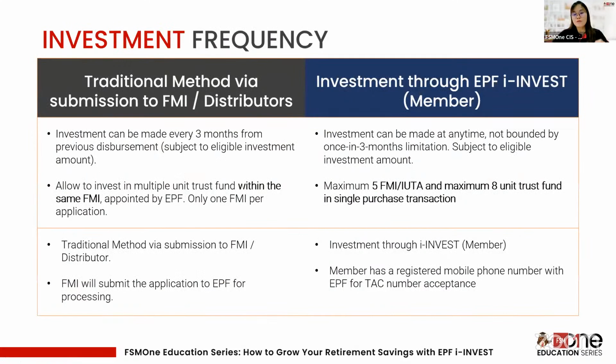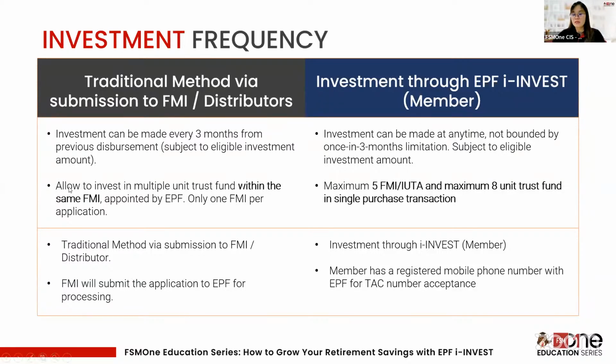Okay, there are two ways of investment frequency, which are the traditional method via submission to the fund house or distributor, or investment through the EPF i-INVES portal. For both methods, investment can be made every 3 months from the previous disbursement, which is also subject to the eligible investment amount, while investment through the EPF i-INVES portal is comparably more handy, where the investment can be very independent.